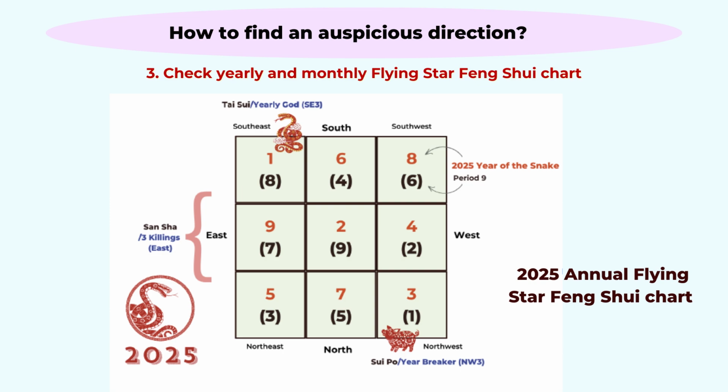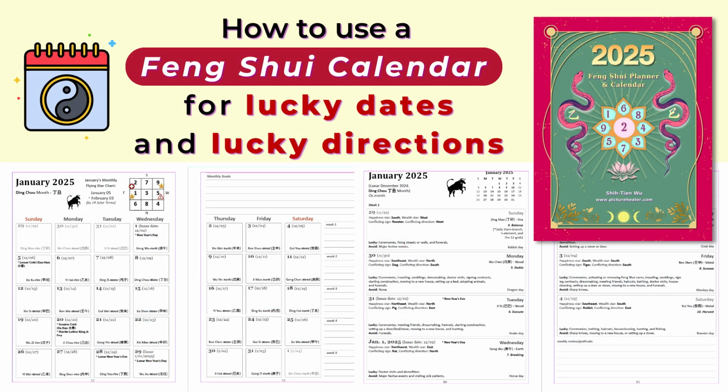So that's the basic way of using a Feng Shui planner and find your auspicious day and auspicious direction.